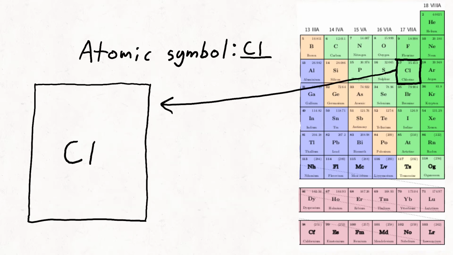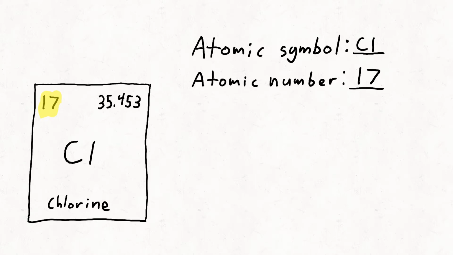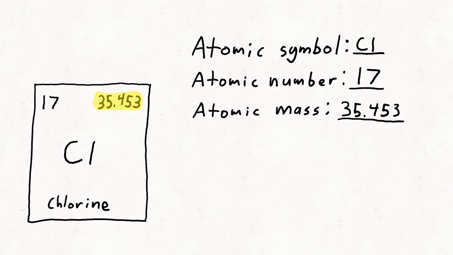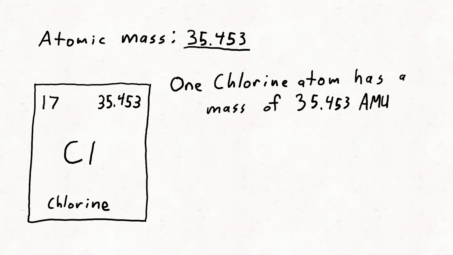Let's take a closer look at the box for chlorine. The atomic symbol is capital C, lowercase l. The atomic number is in the upper left-hand corner of the box, and for chlorine the atomic number is 17. The atomic mass can be found in the upper right-hand corner of the box, and for chlorine, the atomic mass is 35.453. This means that one atom of chlorine has a mass of 35.453 AMU. AMU stands for atomic mass unit and is the unit that is usually used to measure atomic mass.